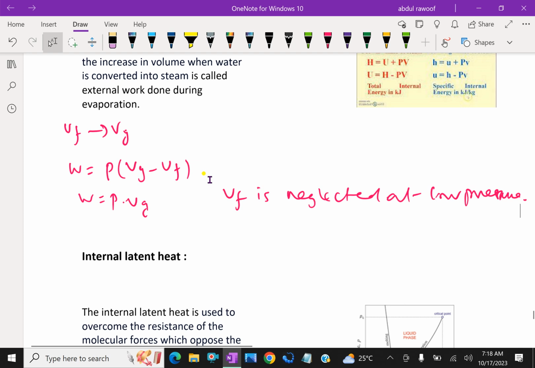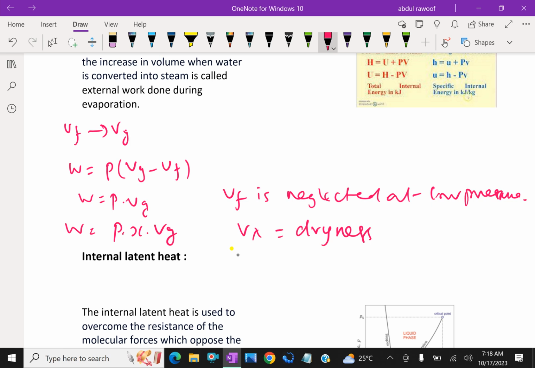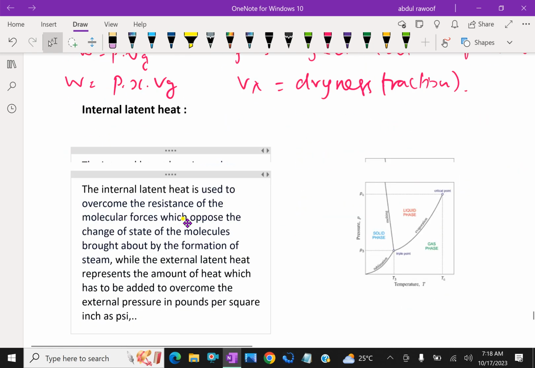In case of wet steam, the dryness fraction is given. In case of wet steam, W equals P into x into Vg, where x is the dryness fraction for wet steam.